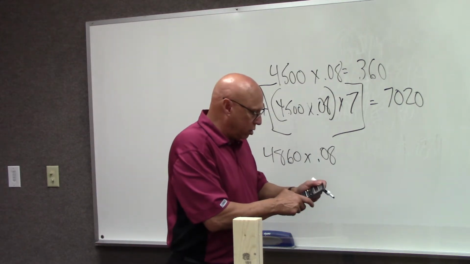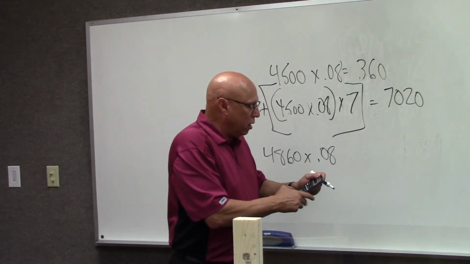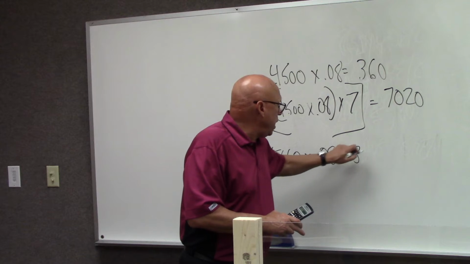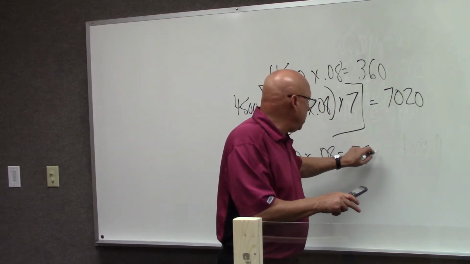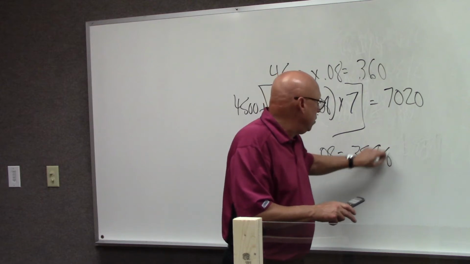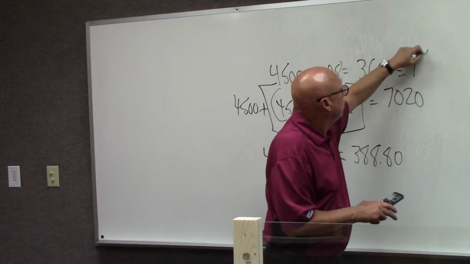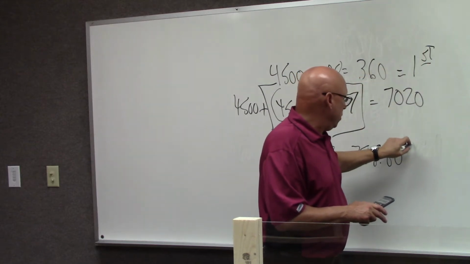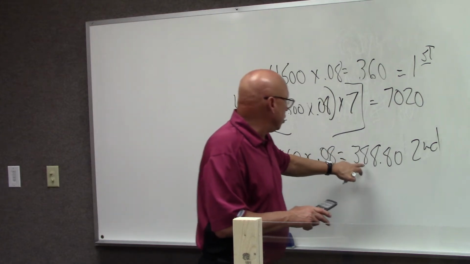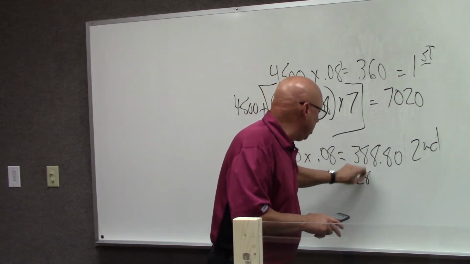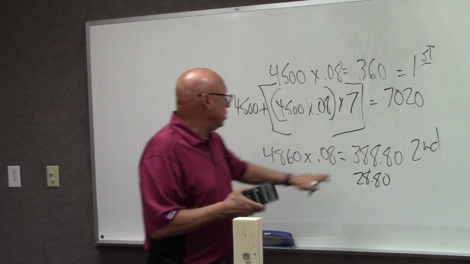So 4,860 times 0.08 is $388.80. That's your interest in the second year using compounding. The first year was 360. Well, what's the difference? The difference is another $28.80 in interest in the second year. Okay? So what is that?